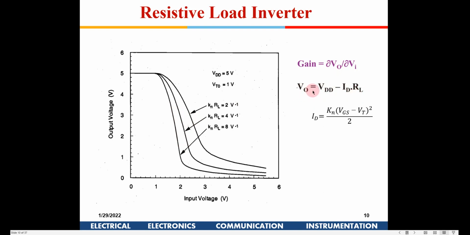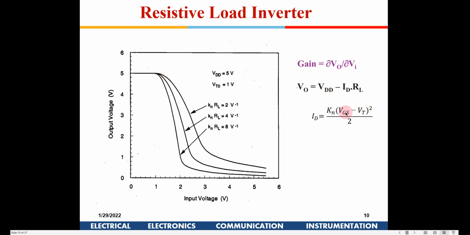Now if I differentiate it with respect to V in, this will go delta ID by delta V in, right? So you will find delta VD divided by delta V in, and this is a constant out here. This is negative because with increase in voltage, output is falling. So that is why this negative comes out here.